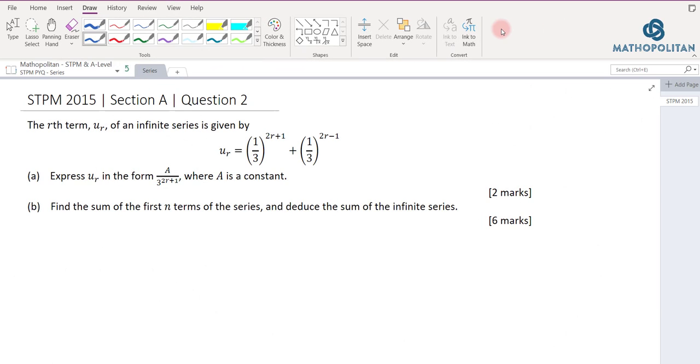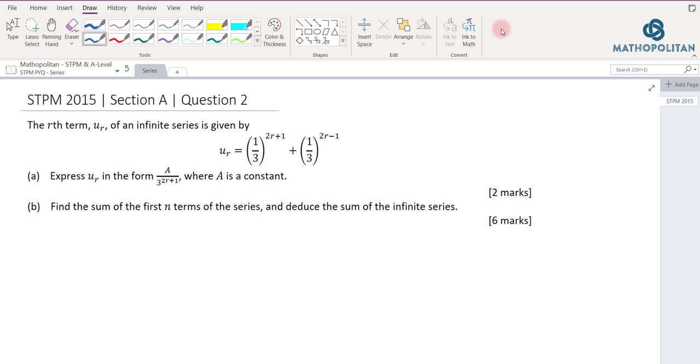In this video, we'll look at the STPM Math T past year question for 2015, Section A, Question 2. Here we have the rth term of an infinite series, given by 1/3 power 2r plus 1 plus 1/3 power 2r minus 1. There are two parts to this question.